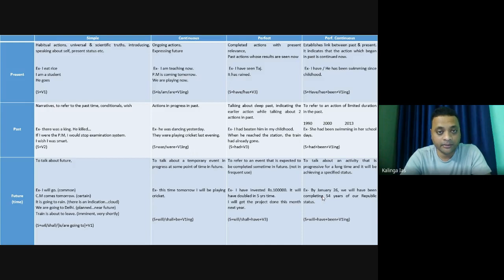Let's go ahead and see this. This one we have discussed. This chart I have made, and I have one handout that I will send to you. And this is the summary of the whole tense chart. Have you studied the tense chart in your childhood? Yes, sir.